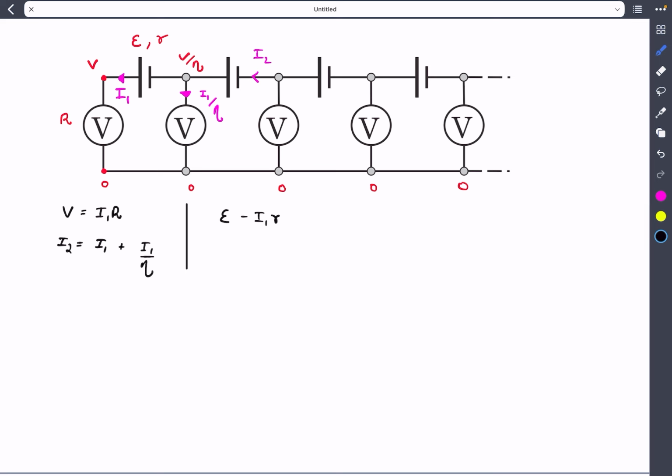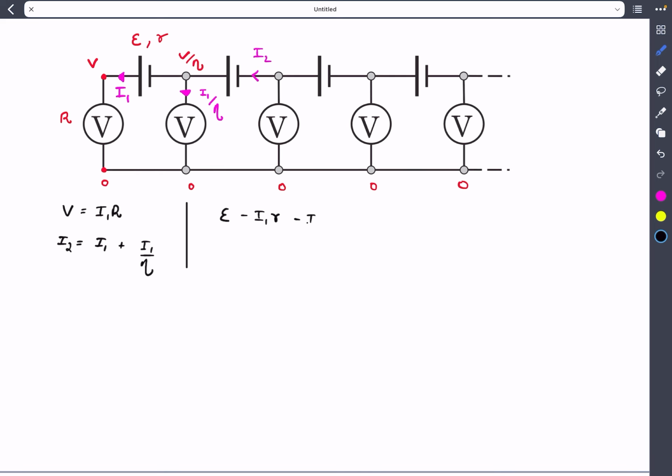And then there's a potential drop of I1 into capital R across the voltmeter. And then there is a potential rise of I1 over eta times R across the second voltmeter. And this should all add up to 0. Okay, so now if I rearrange this equation and obtain E, it will be equal to I1 times small r plus capital R minus R over eta. Okay, I'm just going to call this equation number 1.